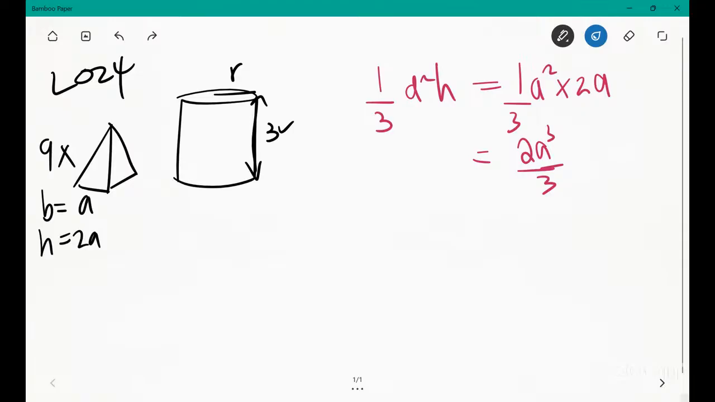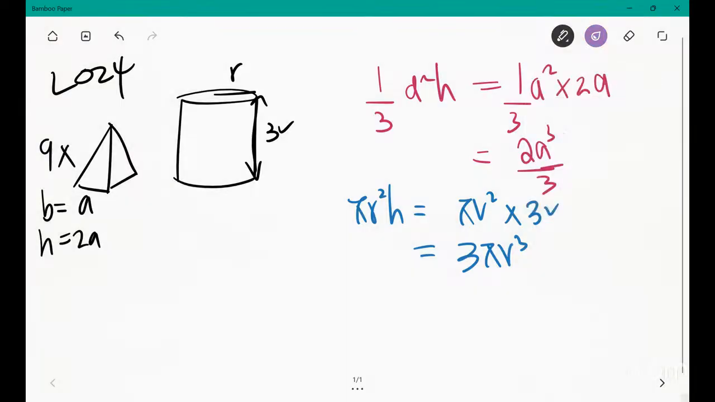Next, we have to find the volume of a cylinder. So the volume of a cylinder is what? Pi r squared h, the area of the circle into the height. So pi r squared is fine. Here it's r itself, but the height is now 3r, so into 3r. Now you can write it as 3 pi r cubed. Now they have said 9 pyramids have been melted into this, so 9 times this have been made into a cylinder.